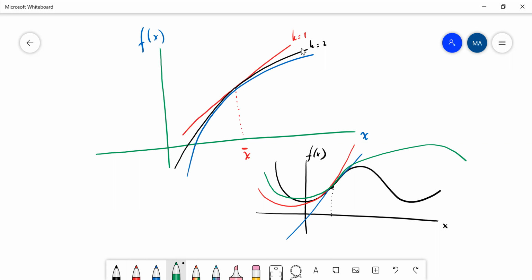Now realize one thing that is important. If you move away from x bar, then your approximation error increases. That's important. If you move away from your reference point, your margin of error basically increases.